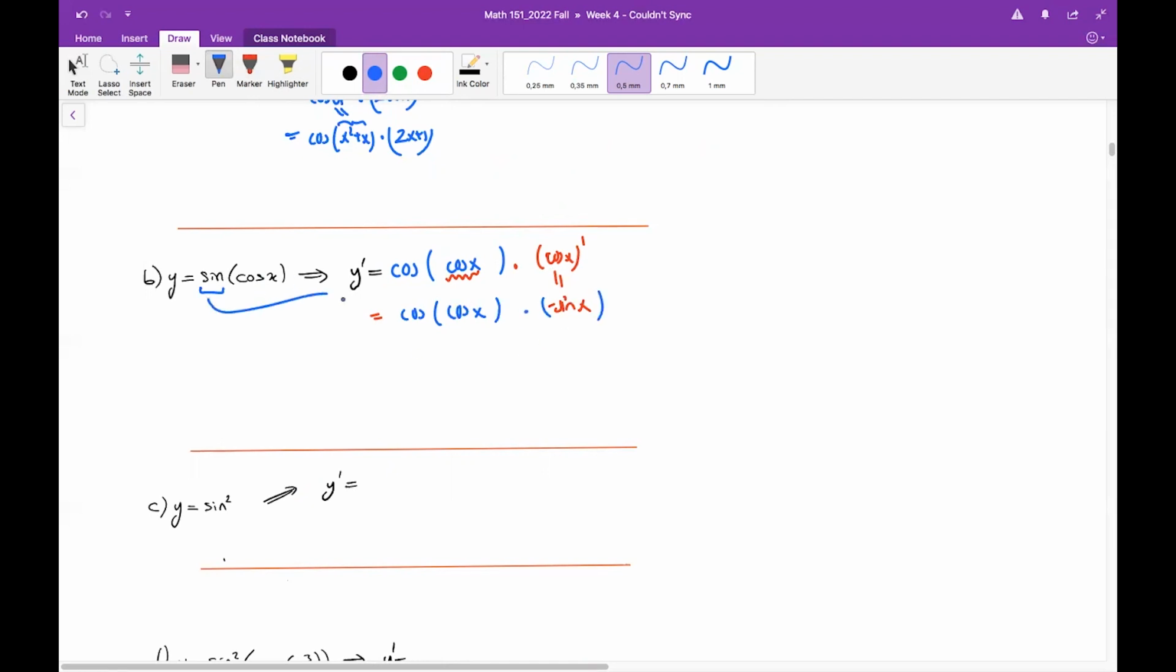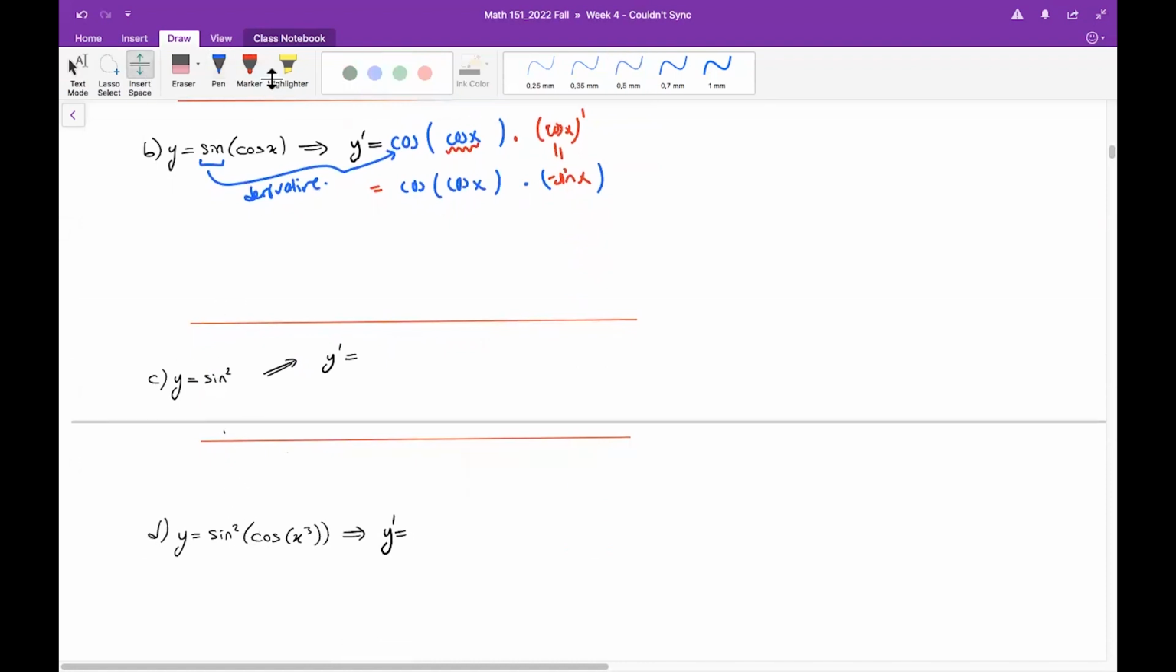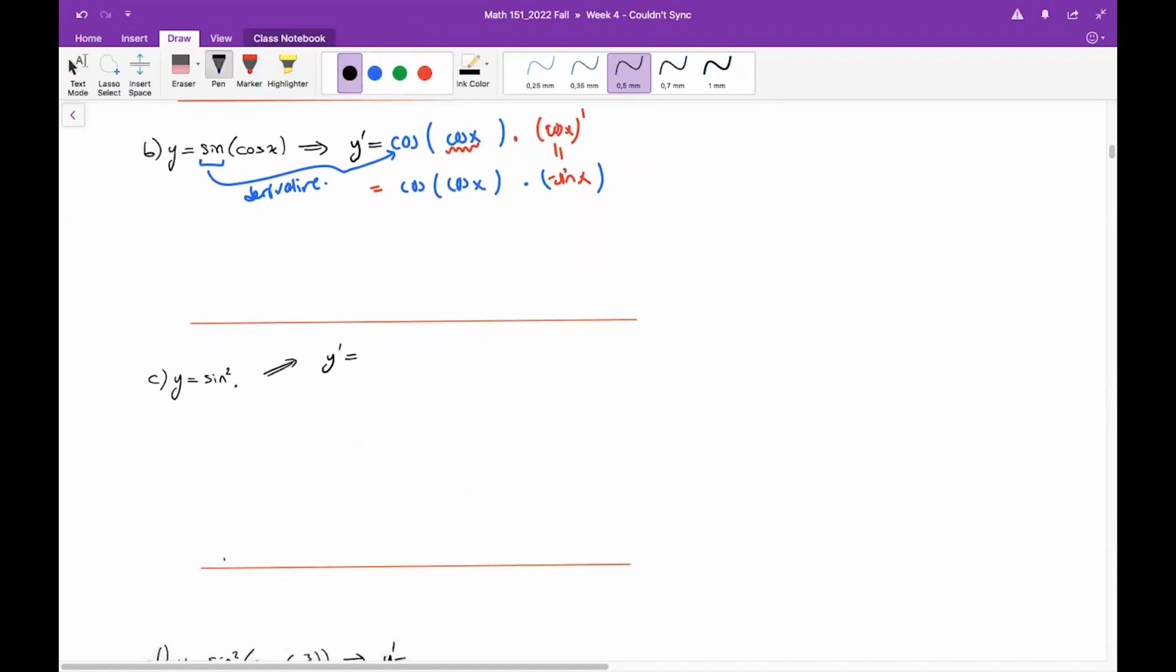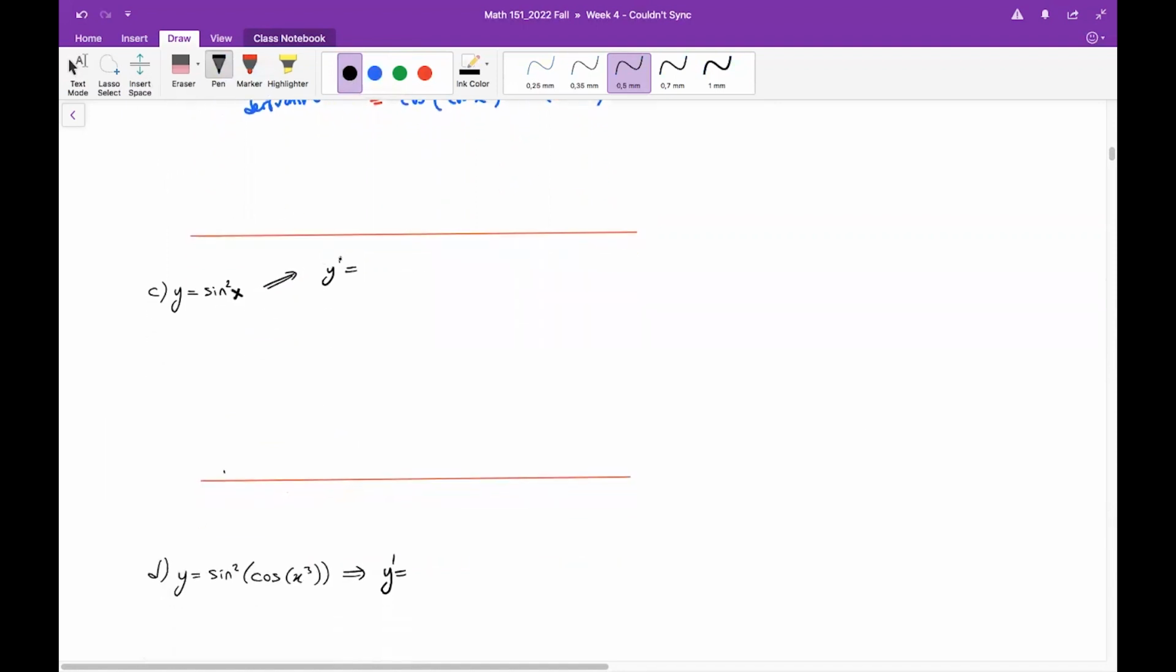So where does this cosine come from? It is in fact the derivative of the most outer function, which is sine x. Okay, let's move on. In this example here, we have sine square x. I think I forgot to write x here. So we want to take the derivative.